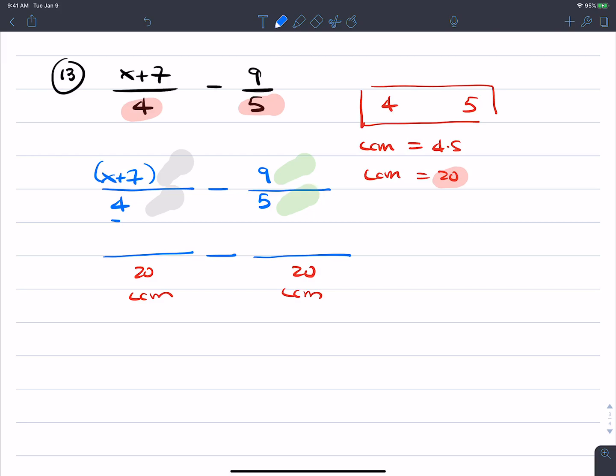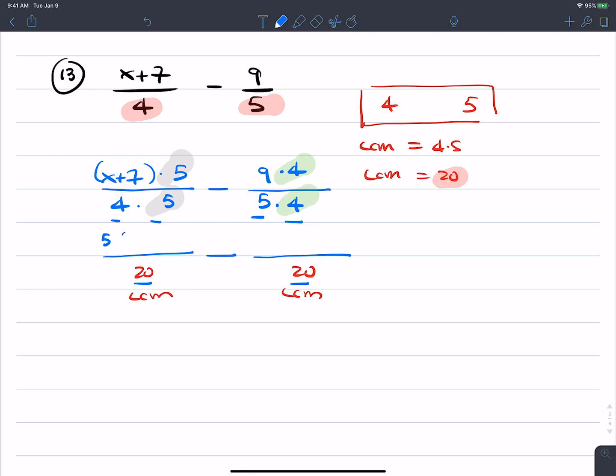4 times something better be 20. That something has to be 5. So we multiply by a 5 in the numerator and a 5 in the denominator. 5 times something better be 20. Well, that something is 4 because 5 times 4 is 20. So we're going to put a 4 in the numerator and in the denominator. And again, we just multiply horizontally across.